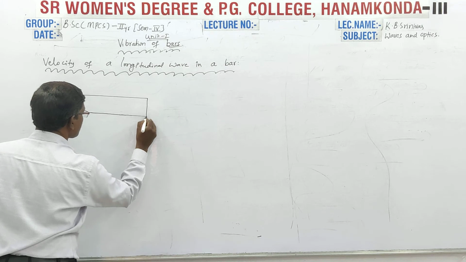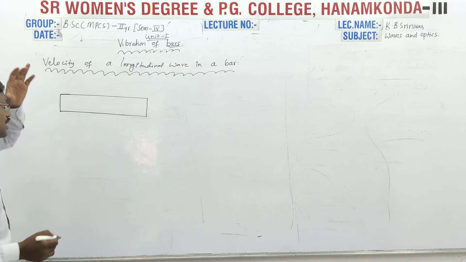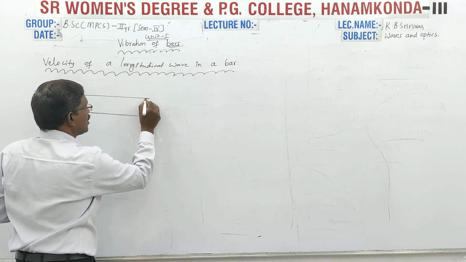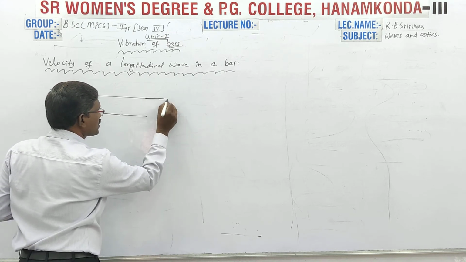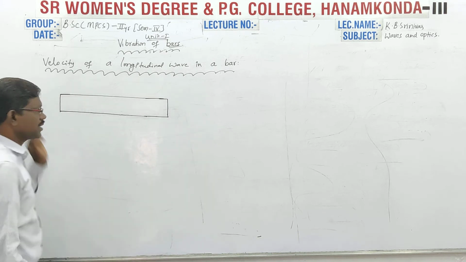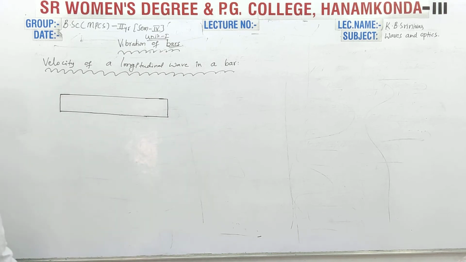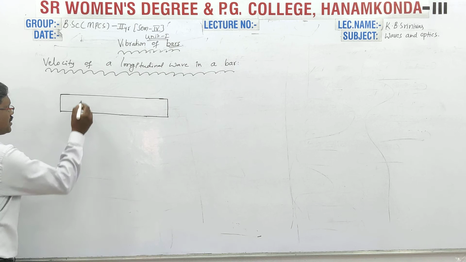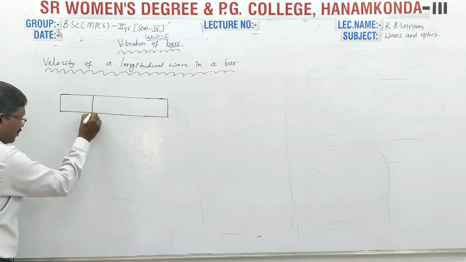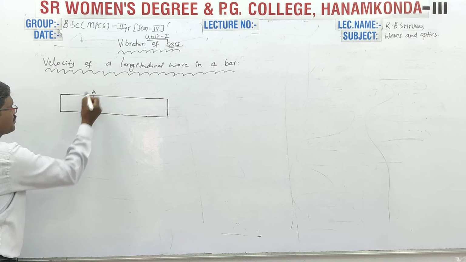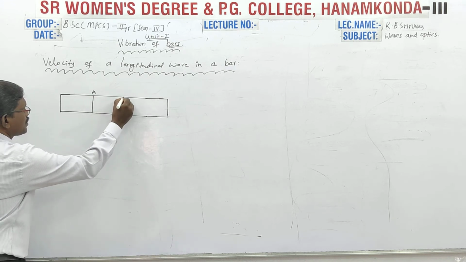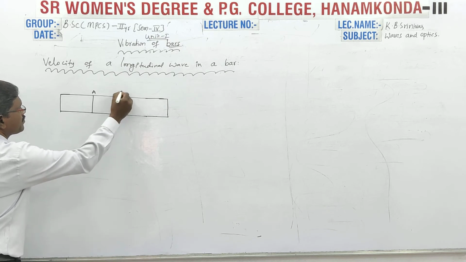This is a bar. Clear? Right. Bar is having long length when compared to its area of cross section. Right. This is a bar. Let us consider one element whose name is AB. Here I am considering an element, name of this element be AB.